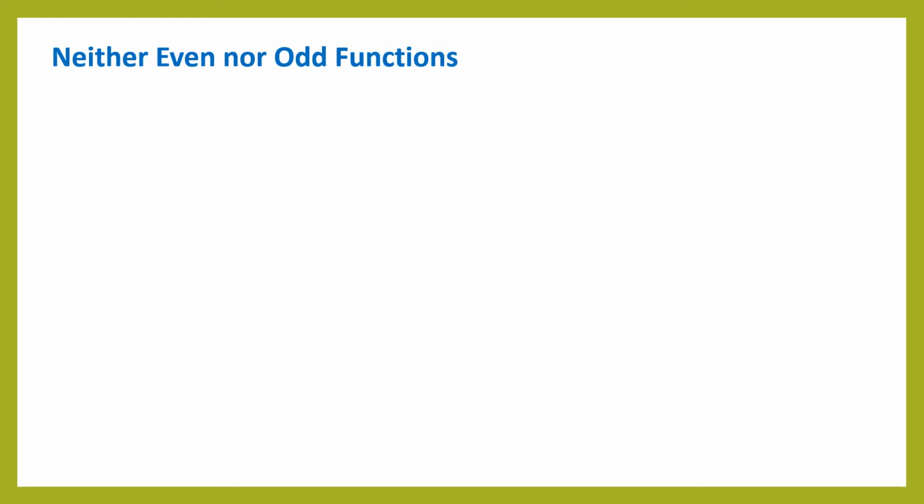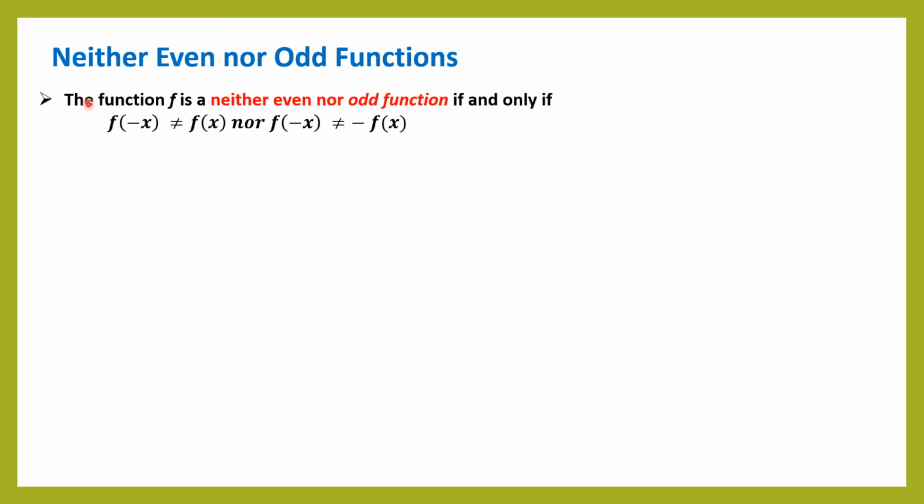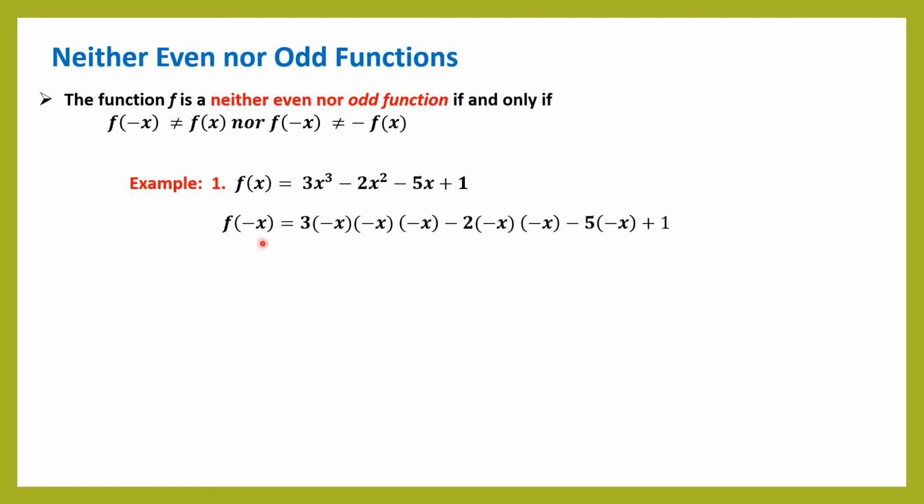Neither even nor odd functions. So, the function f is neither an even nor an odd function if and only if f of negative x is not equal to f of x, nor is f of negative x equal to negative f of x. So, let's have another example. f of x is equal to 3x cubed minus 2x squared minus 5x plus 1. So, magsasubstitute tayo ng negative x.